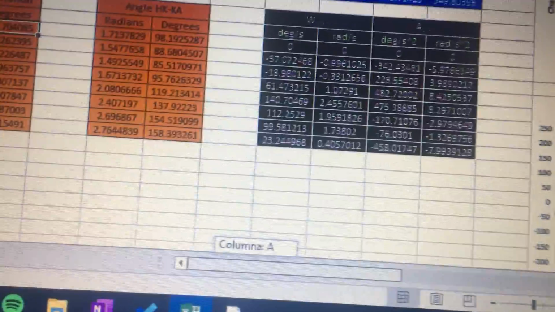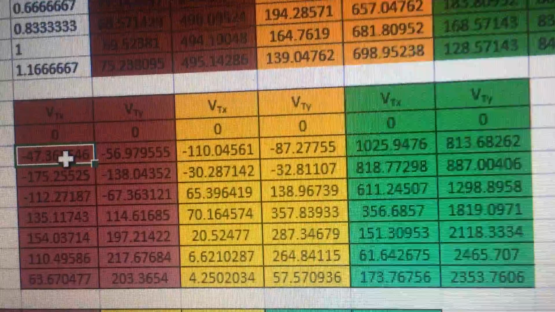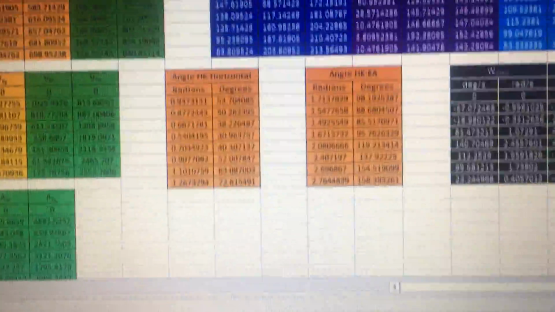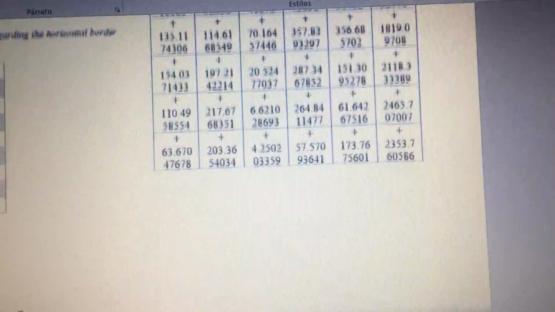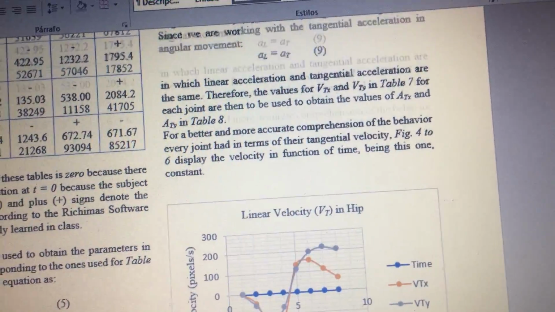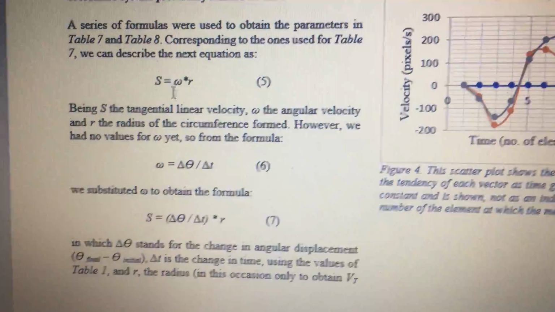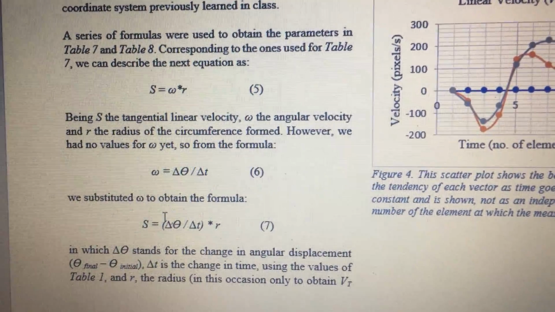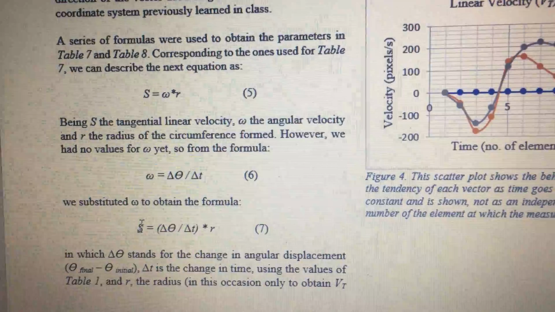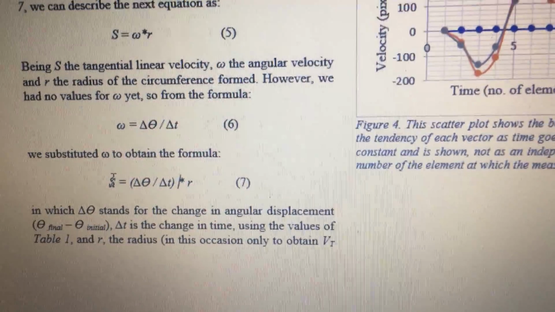Okay, later on we proceeded to look for these values of the tangential velocity, and for that we used several formulas. Let me show you. There you go. So this is the formula we used, and this one is the formula we implemented in the worksheet. Yes, the change in the angle over the time times the radius.